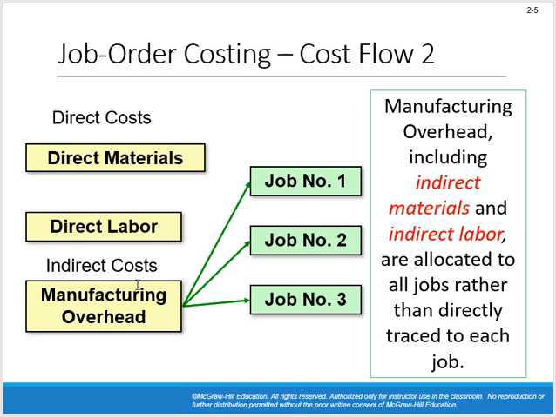So all of that's going to be accumulated in the MO bucket, and then we're going to allocate MO. We're going to apply MO based on an allocation basis to those jobs. We can't trace MO directly to the jobs. There's a reason that it's called indirect costs. It's not easily and conveniently traceable. So we're going to put it all together in the MO bucket, and then we're going to come up with one method of allocating the MO over to those jobs.